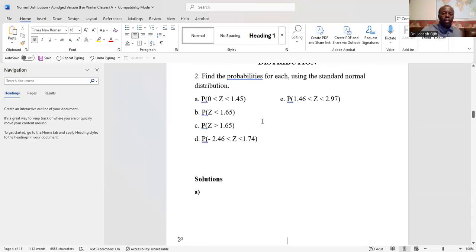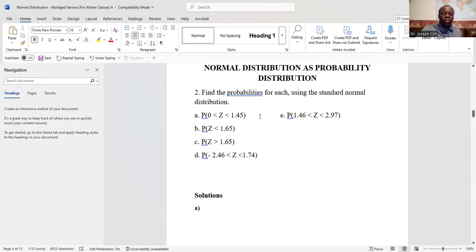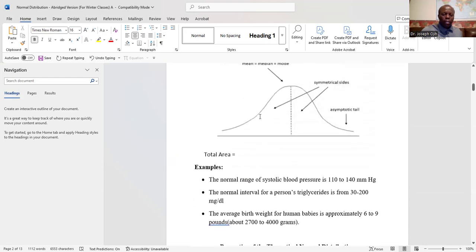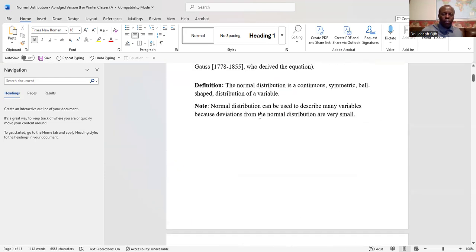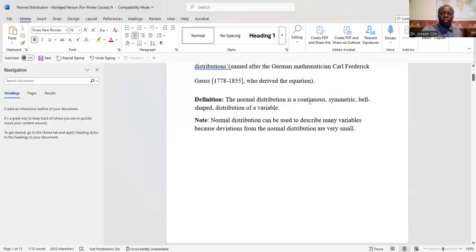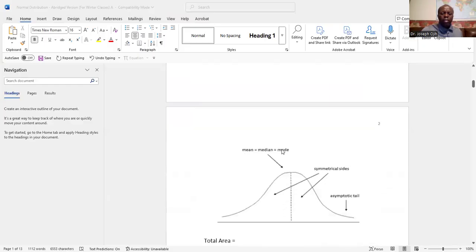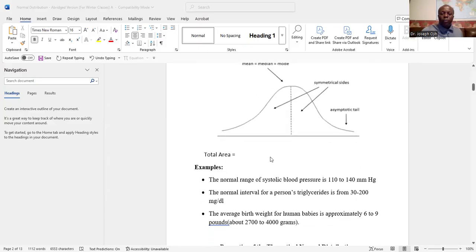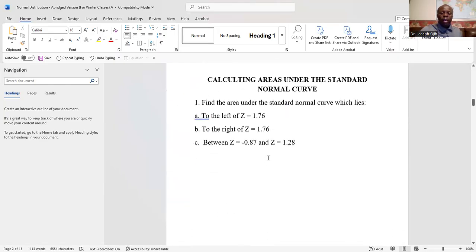Okay. Look at this. To refresh your memory, remember, a standard normal distribution is a continuous, symmetric, bell-shaped distribution of a variable. So you can see the shape of the curve. Like I explained last time, half of this is 0.5, the other half is 0.5, giving you a total area of 1. I introduced this last Tuesday, with these examples.